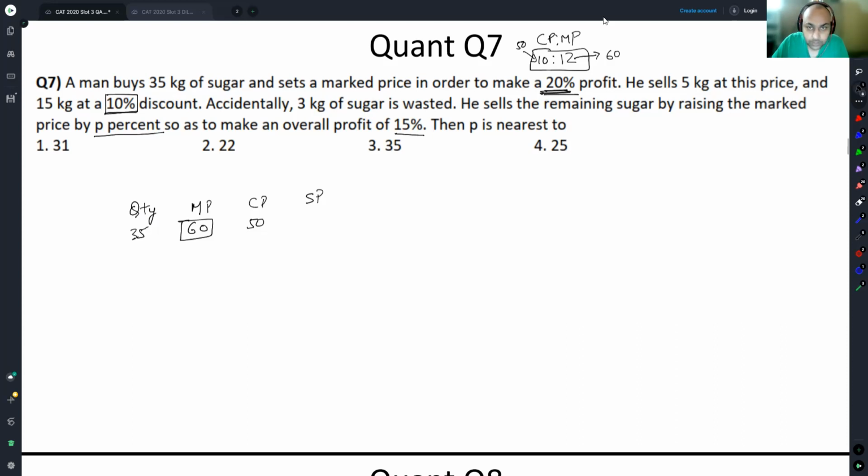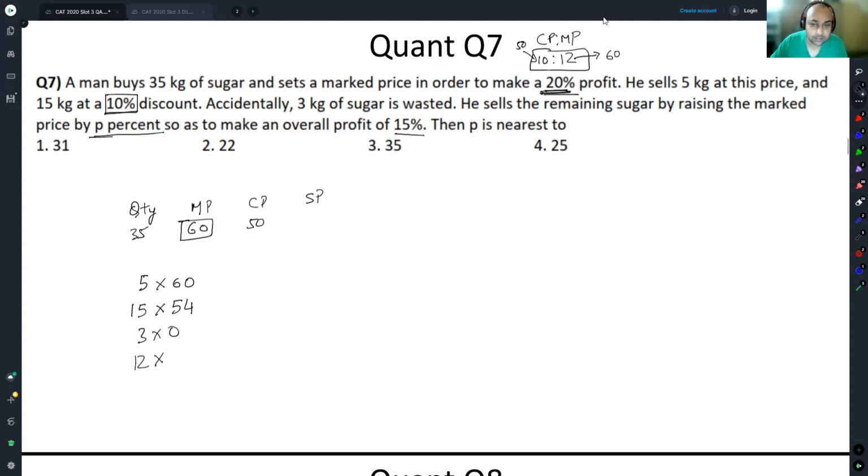Okay. It has 5 kg at this price, so 5 into 60, and 15 kg at 10% discount, so 15 into 54. Accidentally 3 kg of sugar is wasted. Okay, so 3 kg is wasted. He sells the remaining sugar. How much sugar is remaining? 15 plus 5, so 12 kg of sugar is remaining, by raising the marked price by P%.